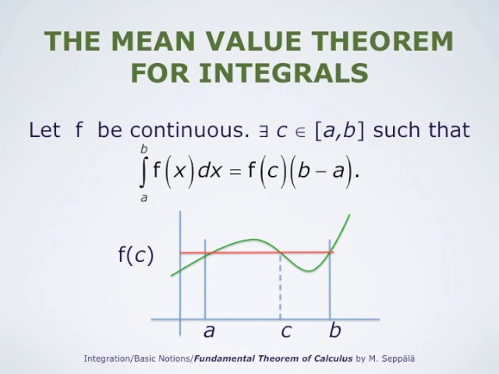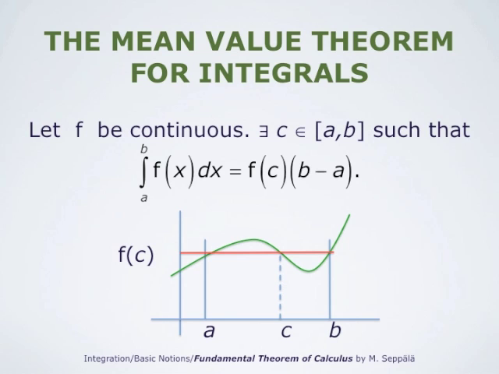We use the previous considerations to justify the following. For a continuous function f, we may find a point c between a and b such that the integral from a to b f of x dx equals f at c times b minus a. If f takes positive values, then the integral from a to b f of x dx is the area of the domain under the graph of f and over the interval from a to b. And this statement simply claims that we can find a point c such that the area of the rectangle shown here in this picture is the same as the area of the domain under the graph of f.